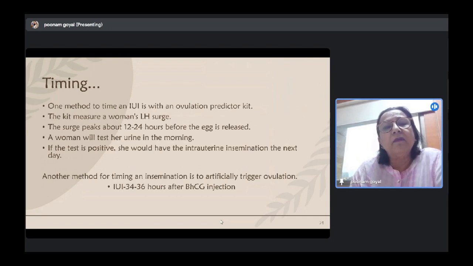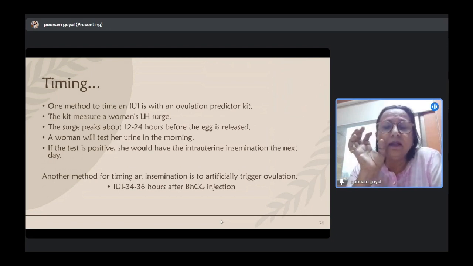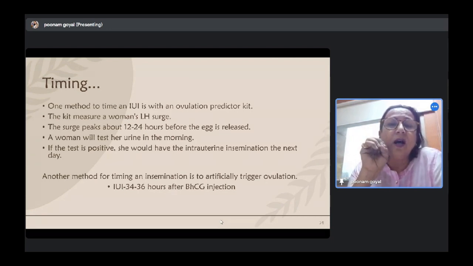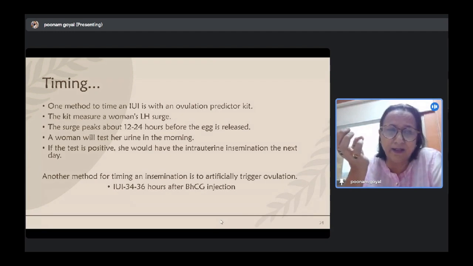One method to time an IUI is that an ovulation predictor kit can be used by the patient. The kit measures a woman's LH surge. The surge peaks about 12 to 24 hours before the egg is released. A woman will test her urine in the morning. If the test is positive, she would have the intrauterine insemination the next day.